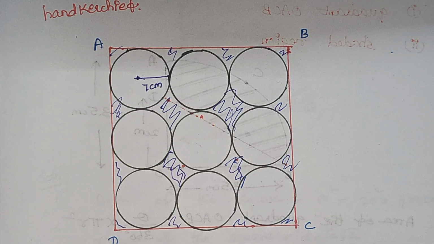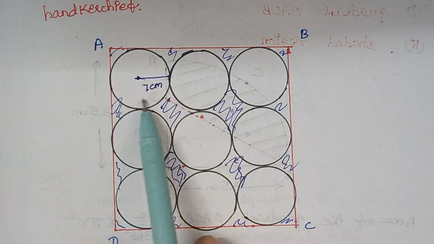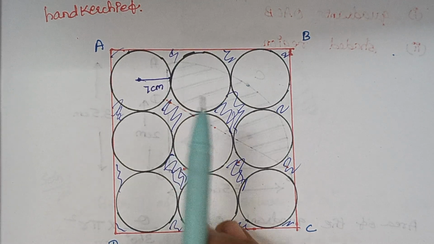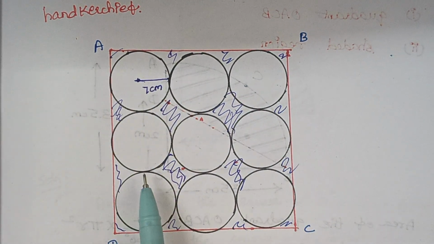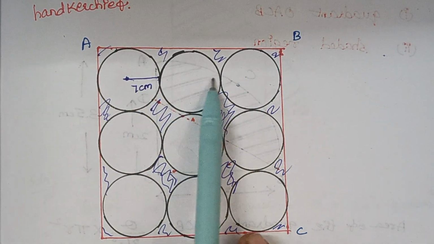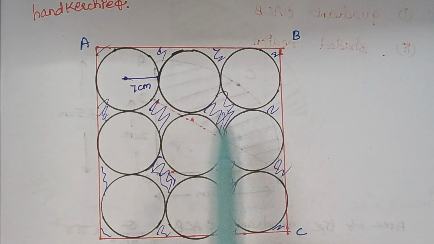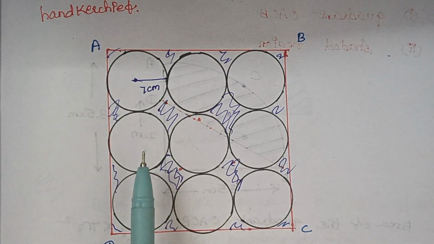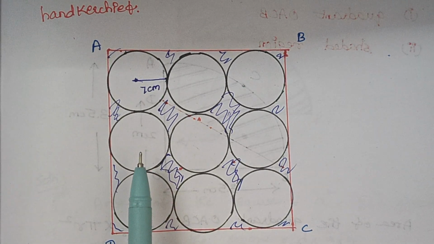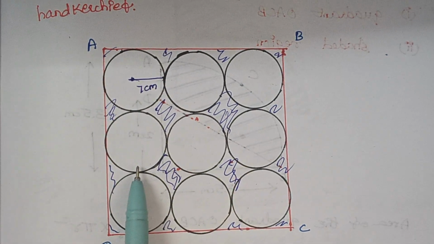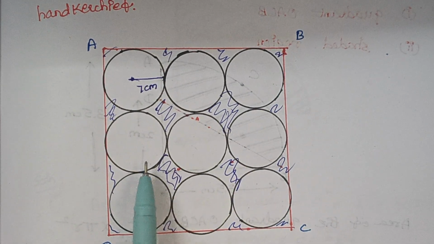The best thing is you have to find the area of the circle, okay? First find the area of the single circle, right? Then you can multiply the area of the circle by 9 because all these circles are similar and they have the radius of 7 centimeter, okay? Each and every circle has the radius of 7 centimeter. So first we will calculate the area of the circle, then we can multiply by 9 because here we have 9 circles, right?